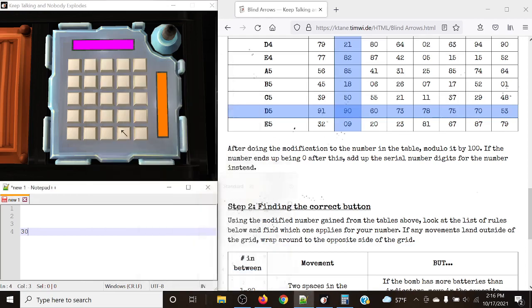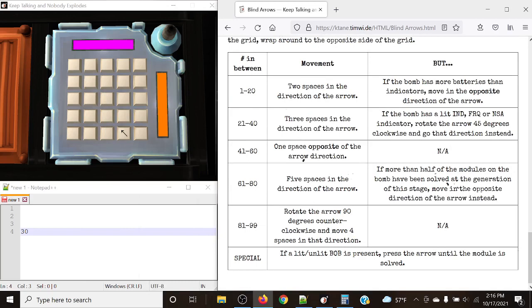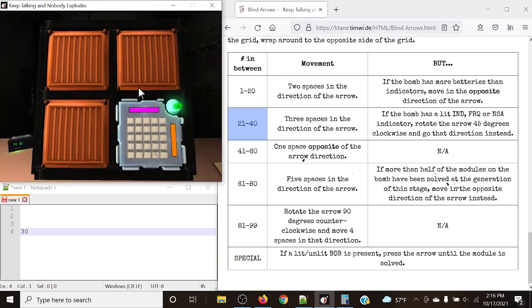So now let's find the rule that's between 30. Between 21 and 40, that's where 30 can be. So now what we're going to do is move 3 spaces in the direction of the arrow. And we did not have any of those indicators present, so we're simply just going to move 3 spaces in the direction of the arrow. Sorry, I'm just misspeaking a lot today. So in this case, we're going to move northwest 3 times. 1, 2, and 3. And just like that, it is a solved module.